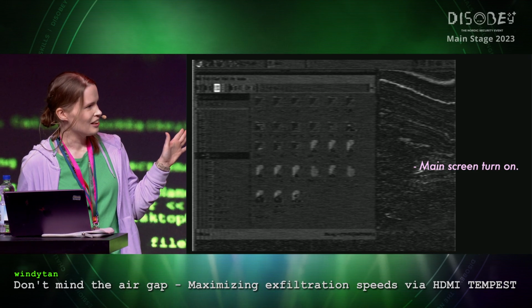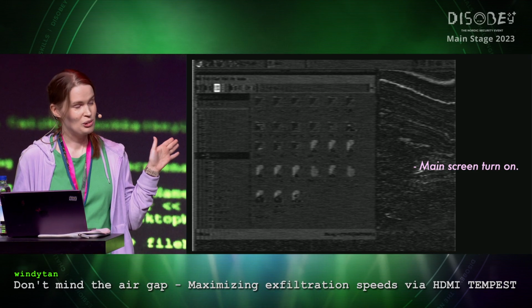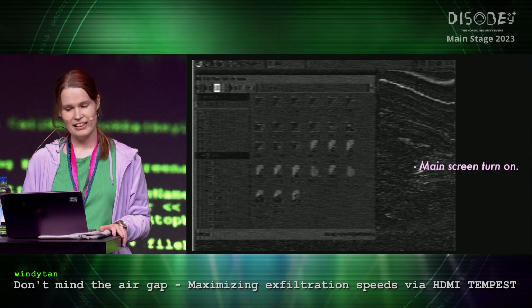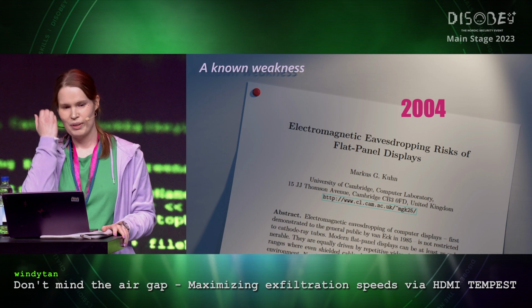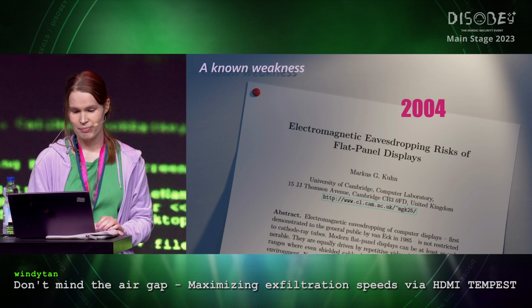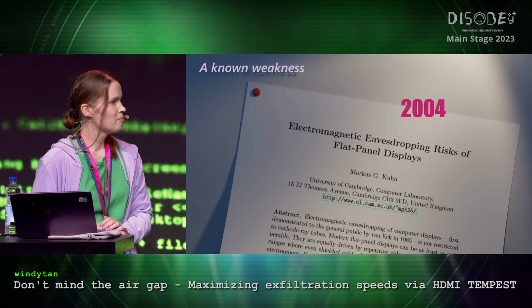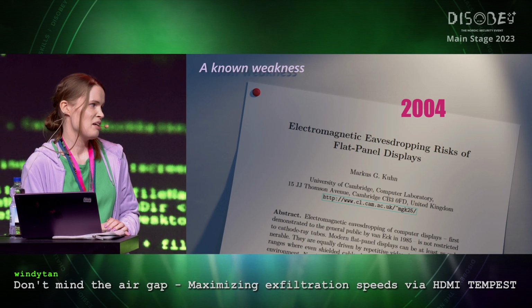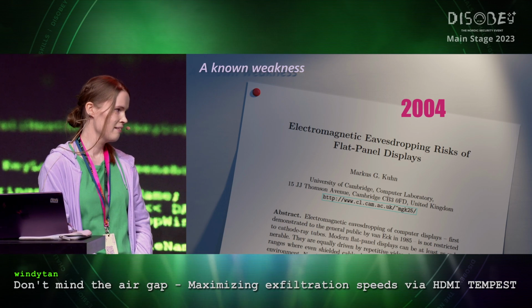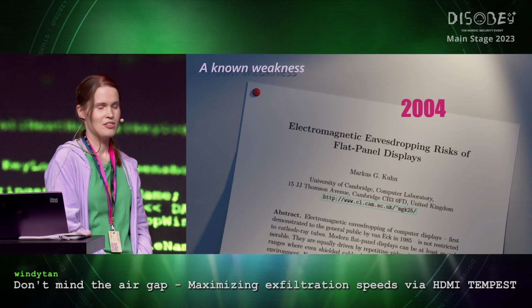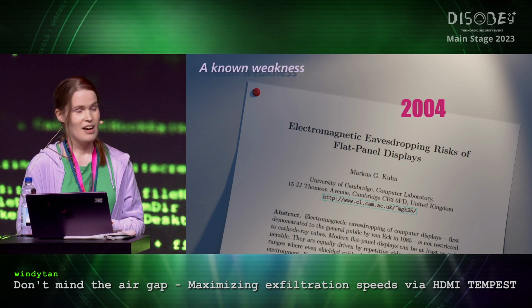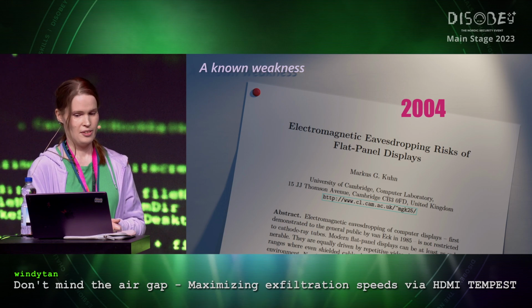So this is actually a very old thing. It has been known for at least 20 years. There is this paper that I always refer to by Markus Kuhn. Actually, it was even before HDMI. It was before digital displays even. All kinds of displays emanate some sort of signals that have a correlation to what is on the screen.